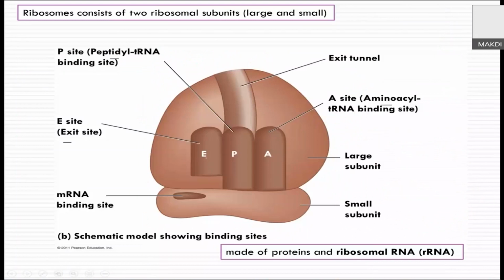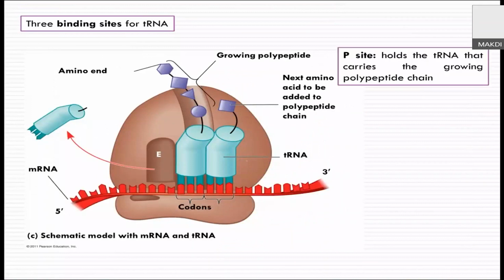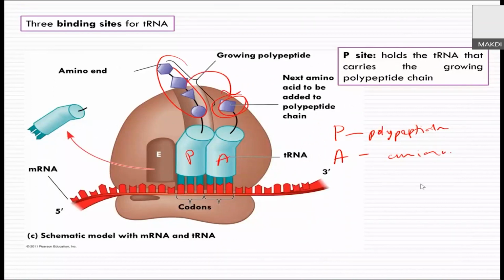Okay, ribosome. Ribosomes, there are 3 sites. E site, P site, A site. The different sites, they have different attachment. Jadi, ini a growing polypeptide. Yang P site tu polypeptide. Di A site dia amino acid. Dia akan bawa satu amino acid. Itu yang growing polypeptide dari P site tu dia akan pindah ke A site.